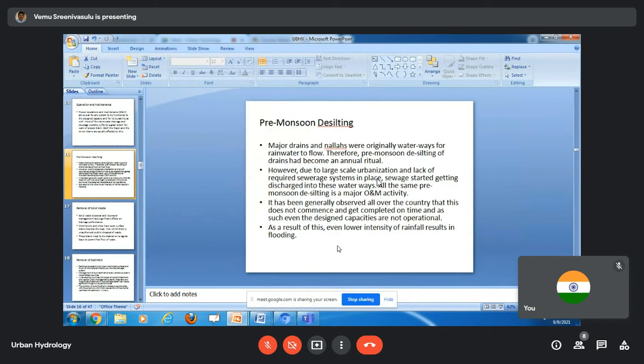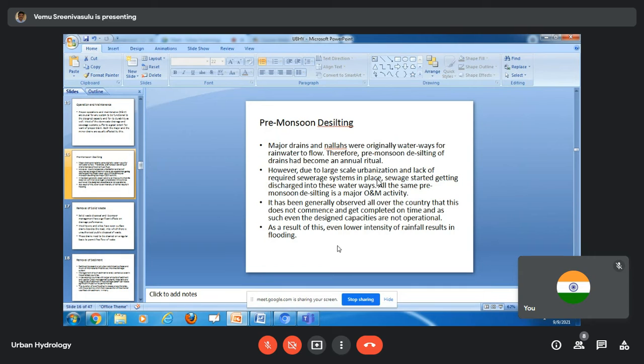It has been generally observed all over the country that this does not commence and get completed on time, and as such even the designed capacity is not operational. As a result, even a lower intensity of rainfall results in flooding.